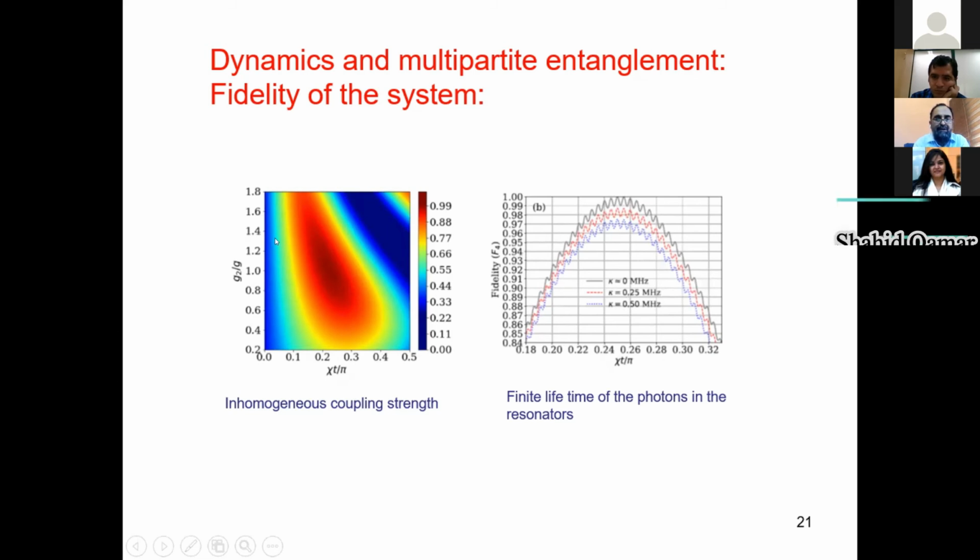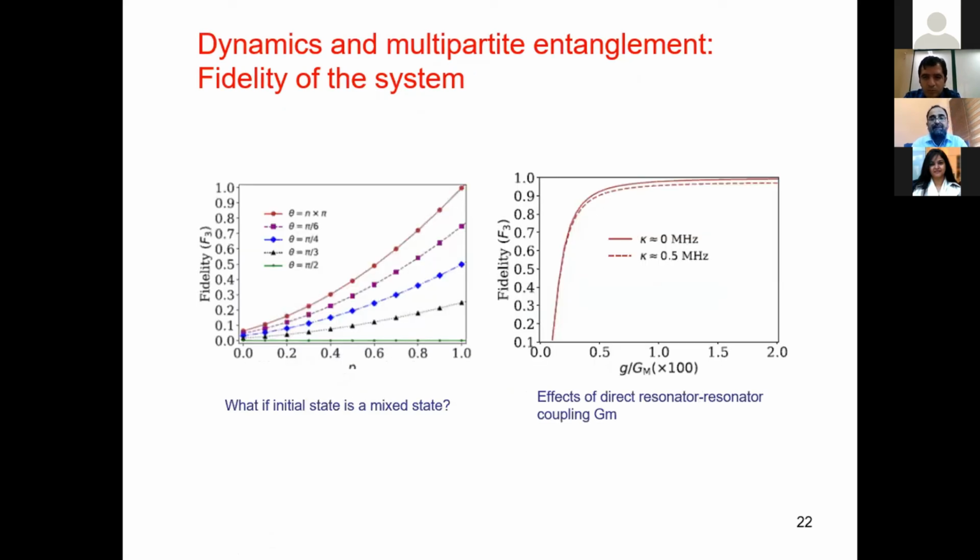But as inhomogeneity increases, the entanglement fidelity also decreases, meaning entanglement is affected. So here we talk about the effect of the leakage of the photon through the cavity and inhomogeneities of the coupling state. But then you can also ask, what if these resonators can also mutually couple?